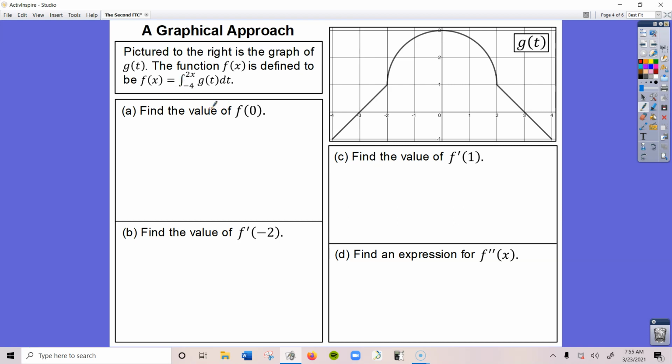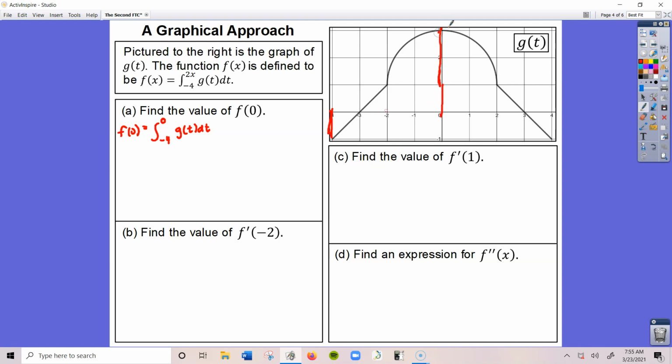So we want to find the value of f of 0. And f of 0 is going to equal the integral from negative 4 to 2 times 0, because we're plugging in x is equal to 0. So from negative 4 to 0 of g of t dt. Now because we're doing the integral of g of t, that means that I have to find the area from negative 4 to 0.